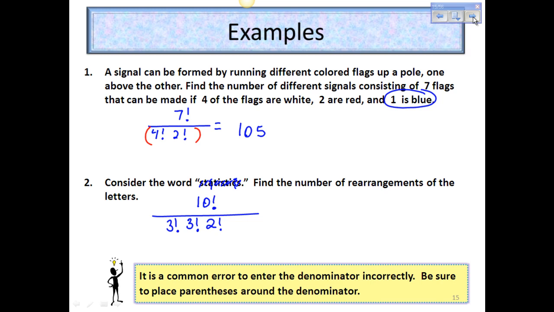So doing that calculation, and again on your calculator, make sure you put parentheses around the items in the denominator. We get 50,400. So 50,400 different ways to rearrange the letters in the word statistics.